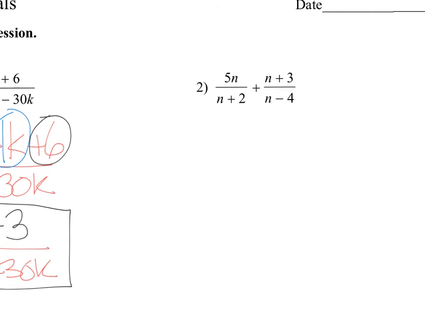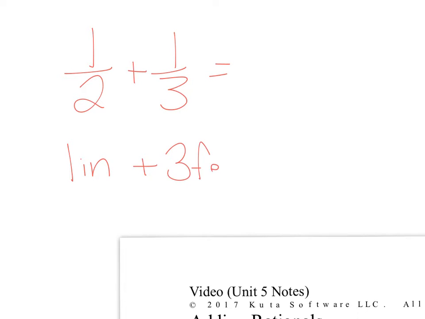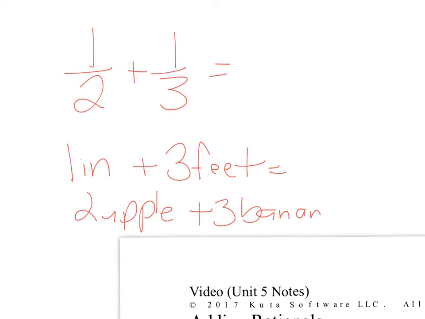So something like number 2. Again, let's go back to where it's just numbers. If we have something like 1/2 plus 1/3, we have to get a common denominator, right? If I had 1 inch plus 3 feet, I can't just add that together and say that it's 4 in feet, right? If I have 2 apples and 3 bananas, I can't say that I have 5 banapples. That doesn't make any sense. That doesn't exist. We have to convert them into something that they both have.